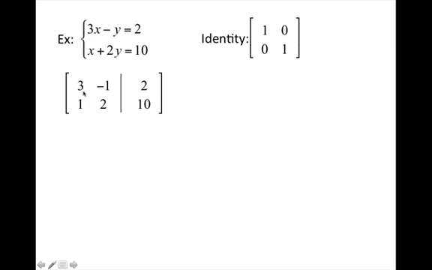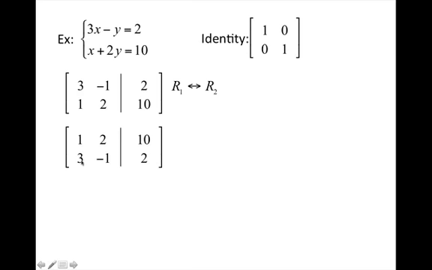Well, I need this 3 to become a 1. Look below it to see if you have a 1, and we do. So since I'm just starting out, I haven't put any 1s or 0s in place. So I can switch these two rows if I want to, and that's exactly what I'm going to do. I'm going to interchange, or switch, rows 1 and 2. So my new system matrix becomes 1, 2, 10 for row 1, and row 2 is now 3, -1, 2. So this allowed me to get the 1 in place without dividing.